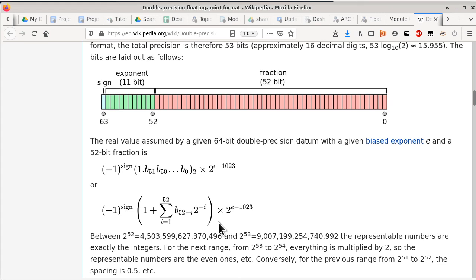Okay? What if i equals 1? When i equals 1, we are looking at b(52 minus 1), or b51, which is this bit over here, times 2 to the power of negative 1. 2 to the power of negative 1 is a half, right? So we are using this particular bit here to tell us, do we have a half in the mantissa or not?